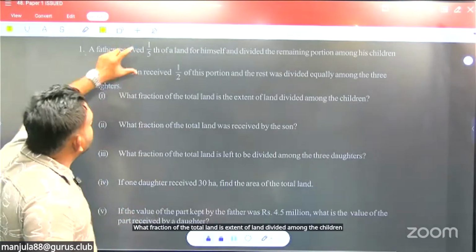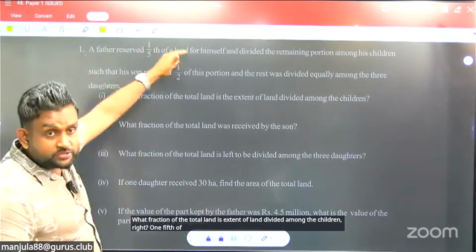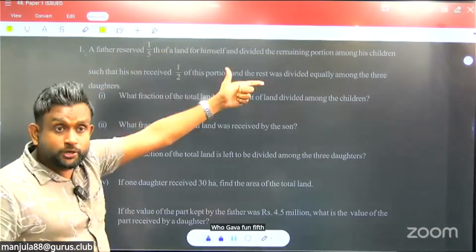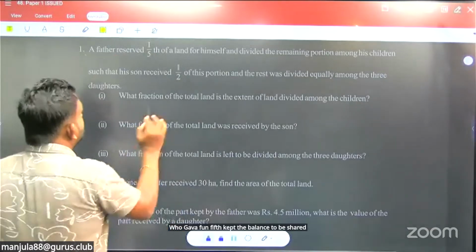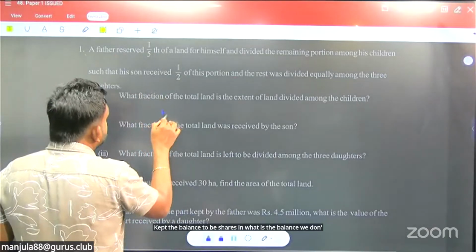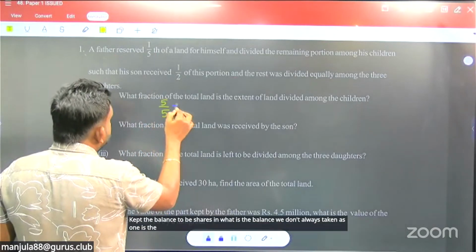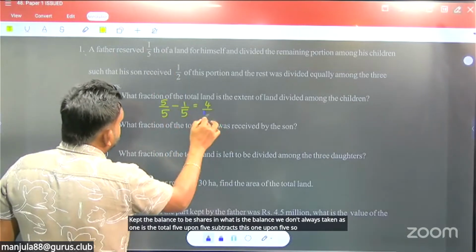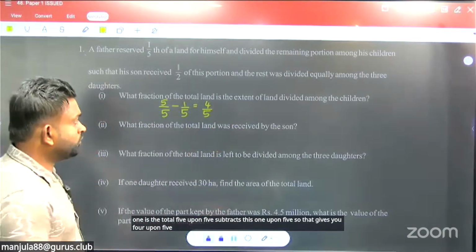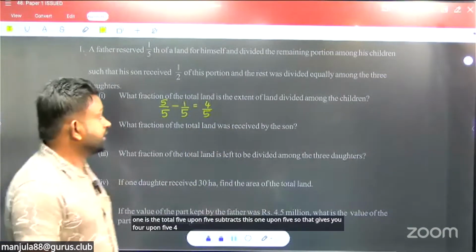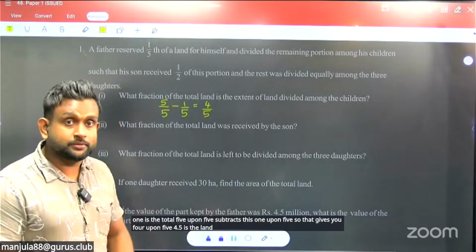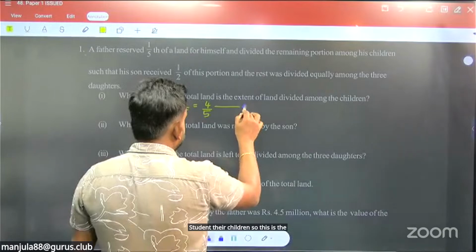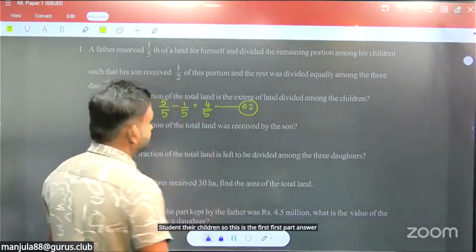1/5 of the land is for himself, and the balance is to be shared. What is the balance? We always take 1 as the total. 5 upon 5 subtract 1 upon 5 gives you 4 upon 5. So 4 upon 5 is the land shared with his children. This is the first part answer. You have 2 marks there.